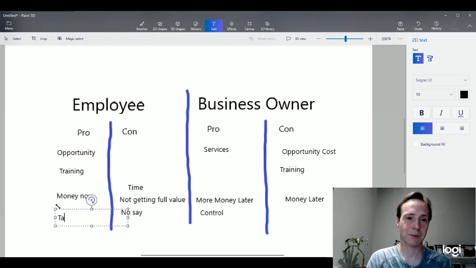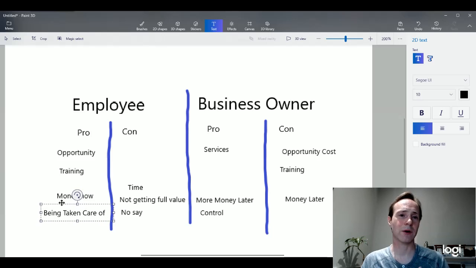So, being taken care of. Okay? That's a real benefit that employees get. They don't have to worry about making those big decisions. They don't have to worry about firing other people. They don't have to worry about whether the business is going to make money a year later. Their concern is that they're being taken care of. They give up control to get that, but they do get the benefit of being taken care of. And that's a real benefit.